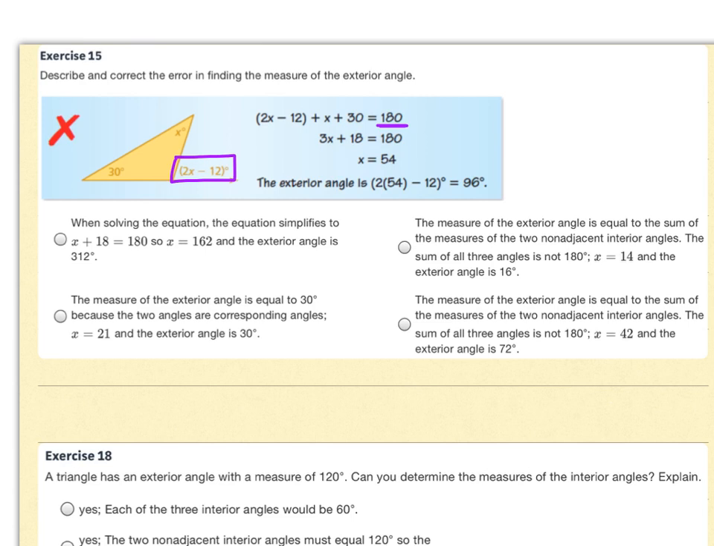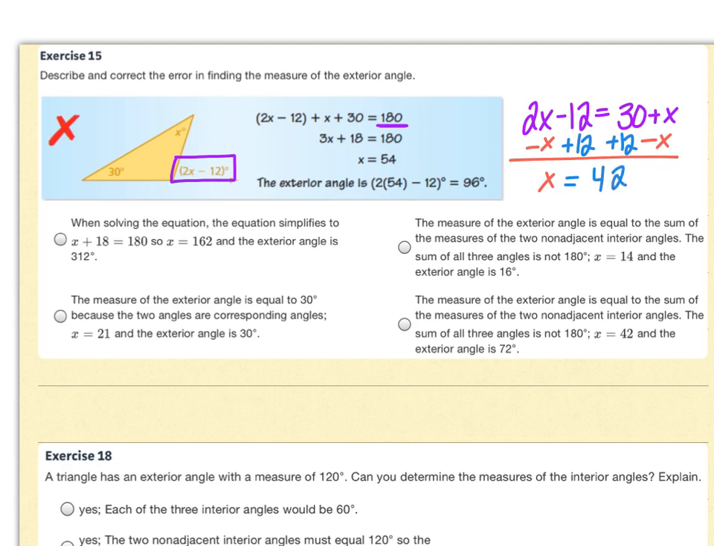So I do know that the exterior angle, the 2x minus 12 degree angle, is equal to the sum of the other two non-adjacent angles, which is 30 and x. And so if I want to solve for x, which again, you do need to show your work for this problem, I don't care if it's multiple choice, I need to write that equation down, and then I would start by moving the x over to the left side by subtracting x from each side. And then moving your constant term over to the right side by adding 12 to both sides. And we get a nice equation of x equals 42.